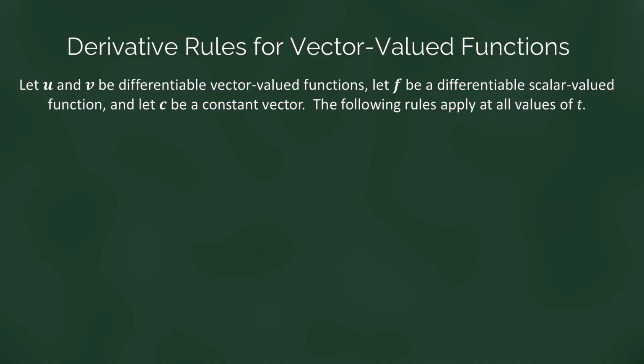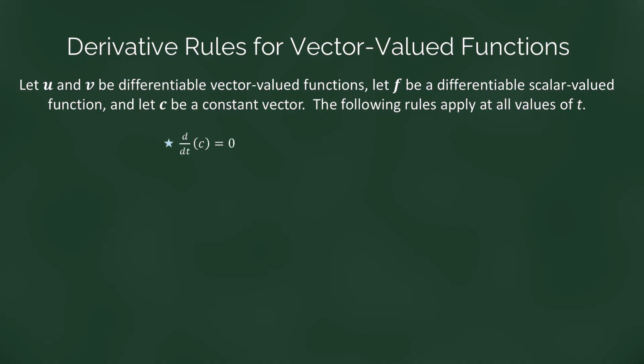We'll see that we have analogs for most of the derivative rules that are familiar to us for real-valued functions for our vector-valued functions. So what we're going to do here is assume that u and v are two different differentiable vector-valued functions. I suppose they could be the same, but u and v are vector-valued functions. f is going to be a differentiable scalar-valued function. In other words, f takes an input like t and it spits out just a number rather than a vector. And c is going to be a constant vector. So with those ideas in mind, let's look at some of these rules.